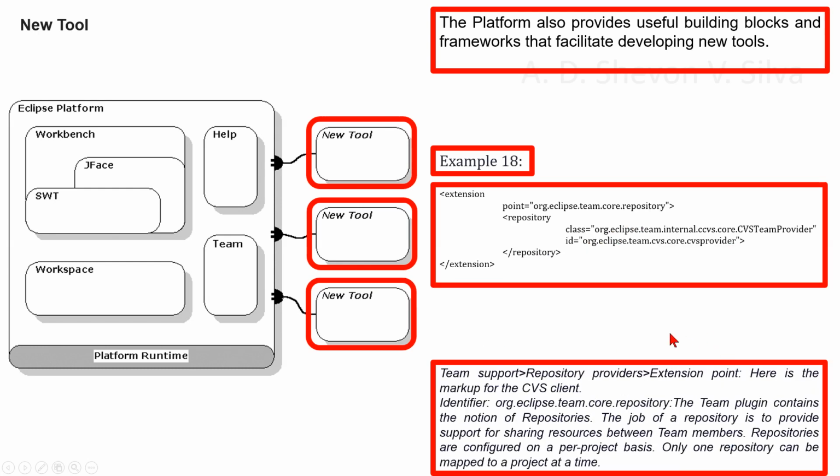Now we are considering the extension point in repository providers in team support. Here is the markup for the CVS client. The identifier org.eclipse.team.core.repository. The team plugins contain the notion of repositories. The job of a repository is to provide support for sharing resources between team members. Repositories are configured on a per project basis. Only one repository can be mapped to a project at a time.